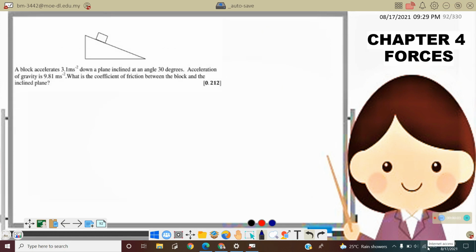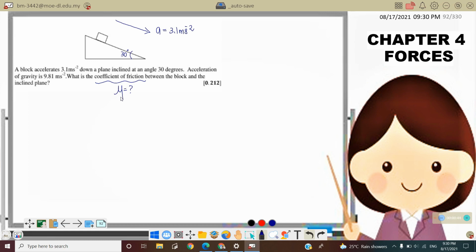Question number 13. This is a question for an inclined plane. A block accelerates at 3.1 meter per second squared down a plane inclined at an angle of 30 degrees. So the angle here is 30 degrees, and the motion is downward with an acceleration of 3.1 meter per second squared. The acceleration due to gravity is 9.81. What is the coefficient of friction? Meaning that here there is friction and we want to find mu, the coefficient of friction between the block and the inclined plane.